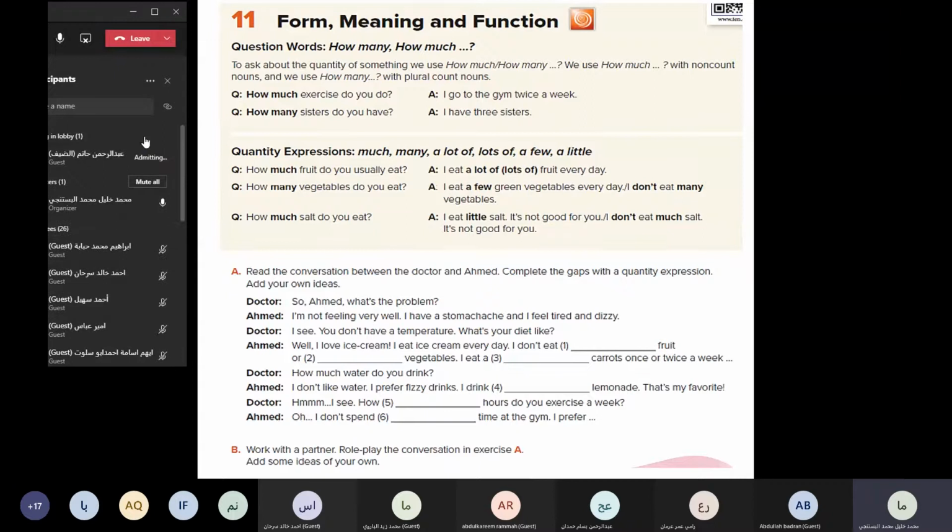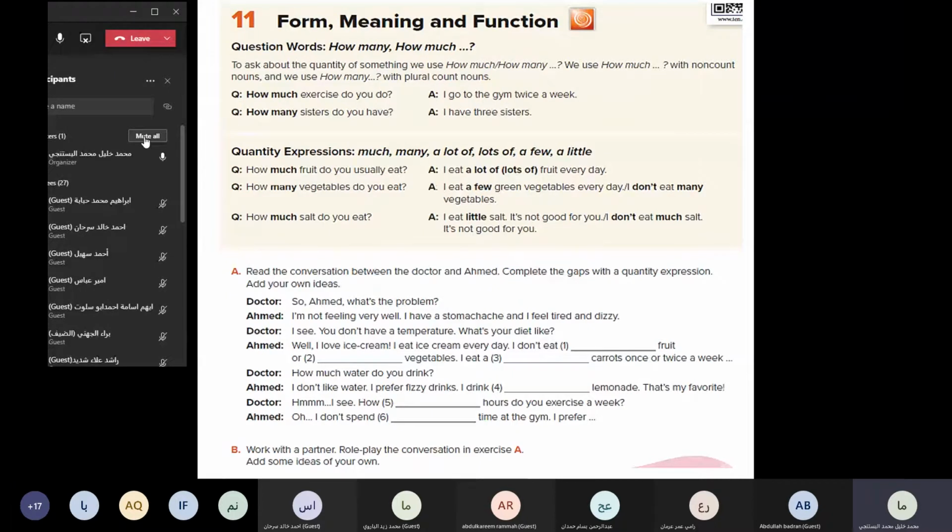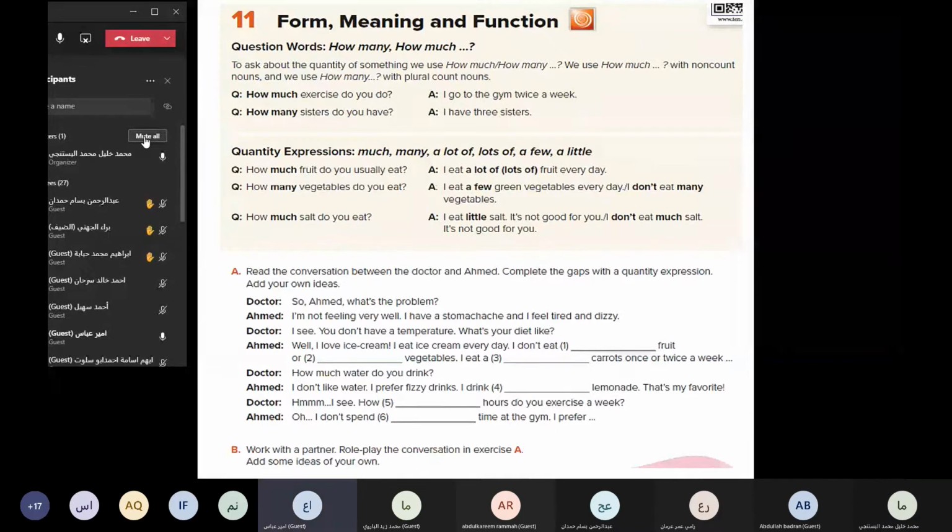Look at the examples. Who can read the first example? Yes, Amir. How much exercise do you do? I go to the gym twice a week. Good. How much exercise? The word exercise is an uncountable noun. So we use how much if you want to ask about the quantity. Okay? How much exercise do you do? I go to the gym twice a week.